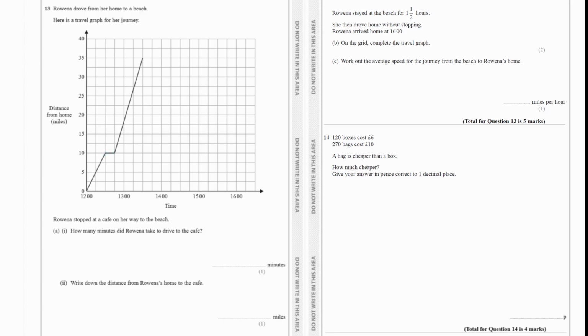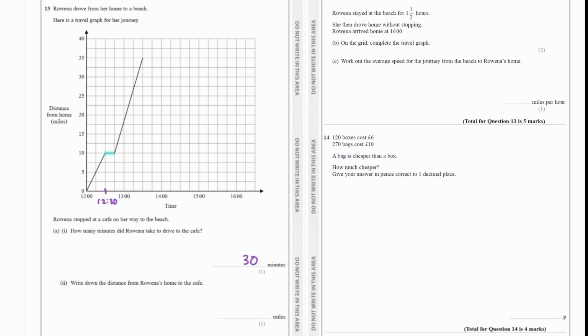So to find how many minutes Rowena took to drive to the cafe, we will look at the first segment of this line, and this is the time where she reaches the cafe. And we can see that this is in the middle of 12 o'clock and 13 o'clock, and therefore this time is 12:30. Therefore, she left at 12 o'clock, reached the cafe at 12:30, which means she took 30 minutes to drive to the cafe.